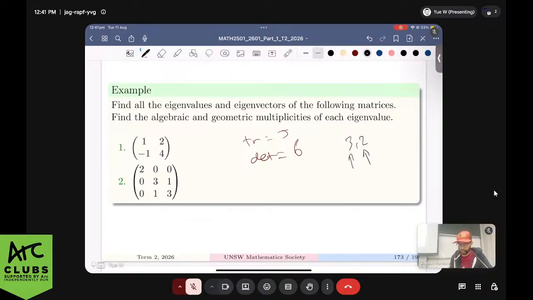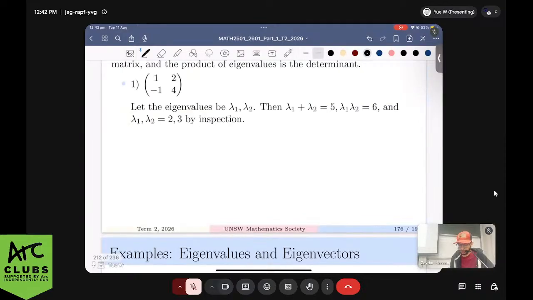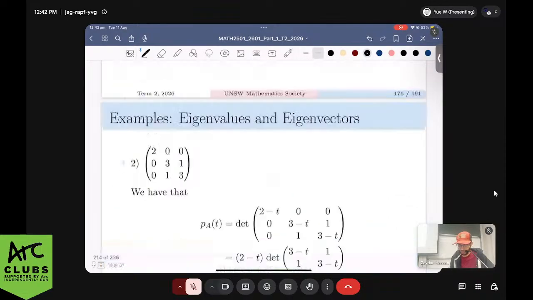So anyway, if this is A minus 3I, surely I have it somewhere. Okay. We're not finding it? Okay.